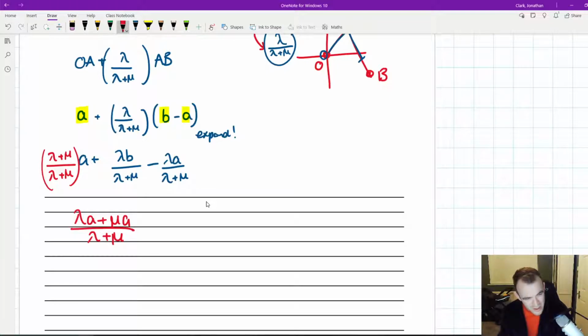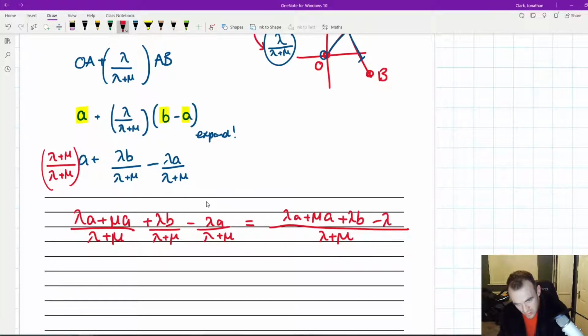Oh, I should have written it as a single fraction. I said I was going to do that. Never mind. Let's write it again. Okay, so I can write it as a single fraction. There we go. And the lambda A terms cancel out. And there's my formula.